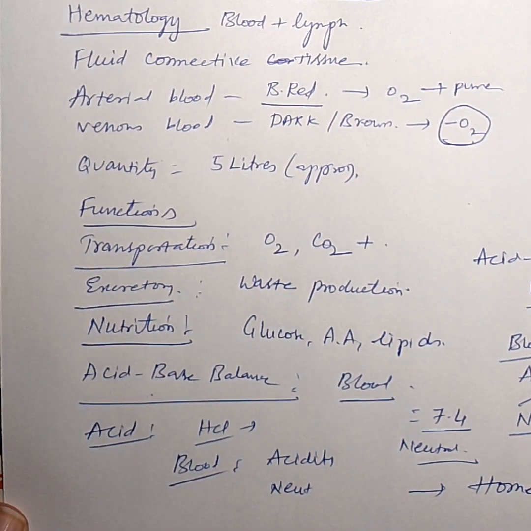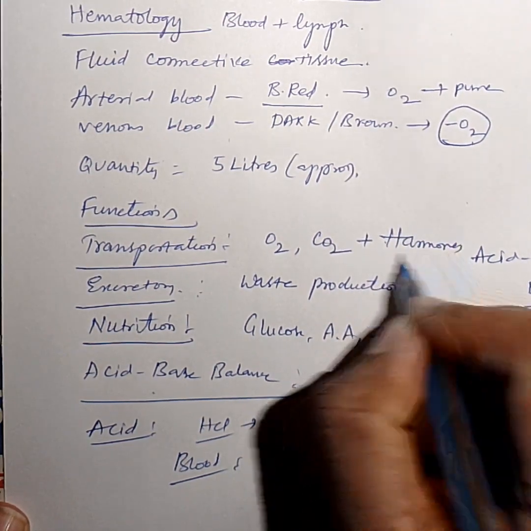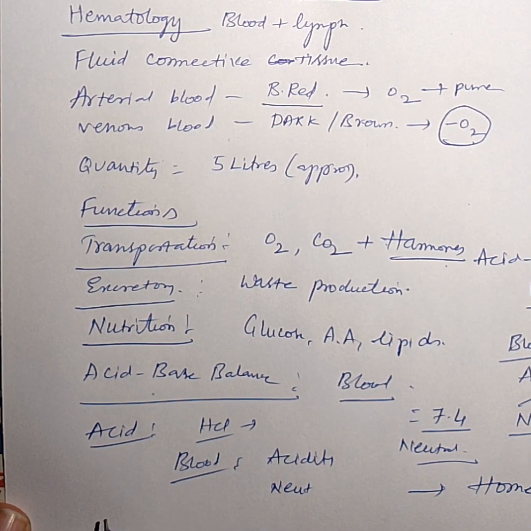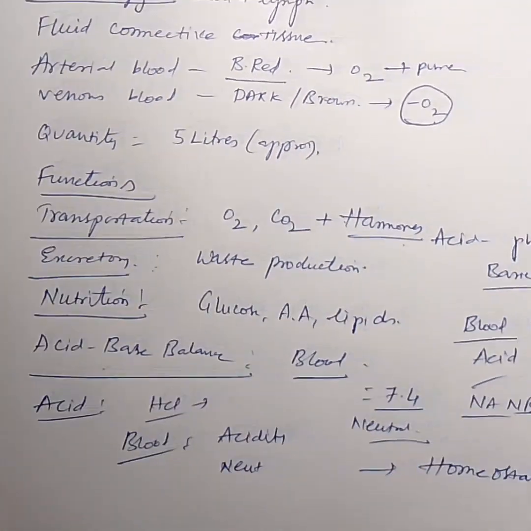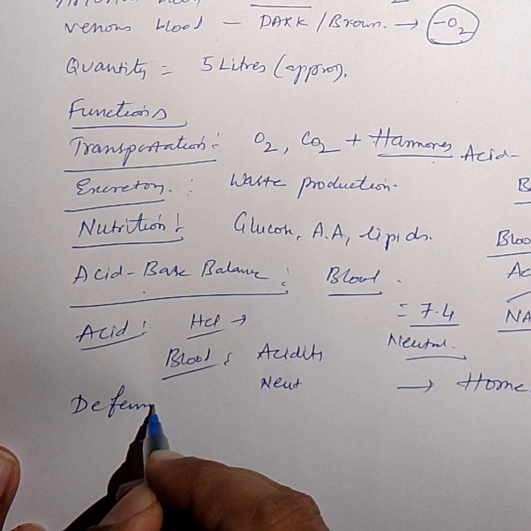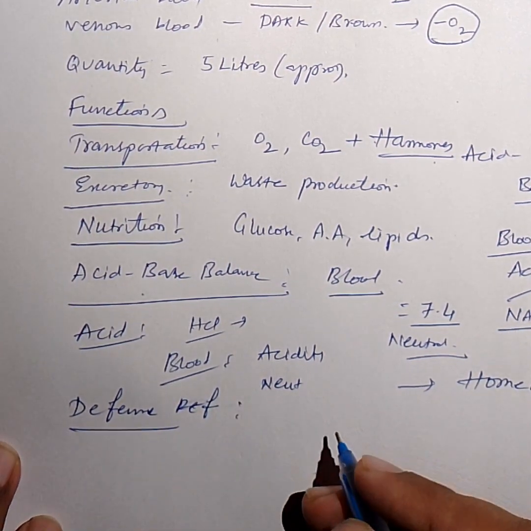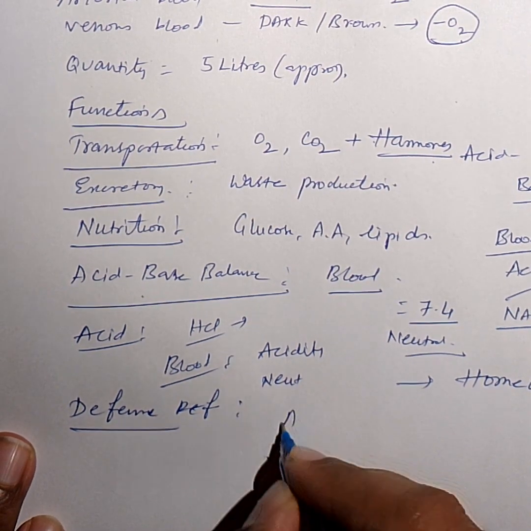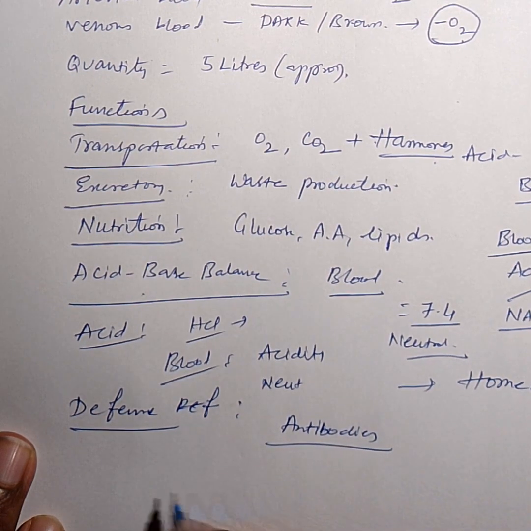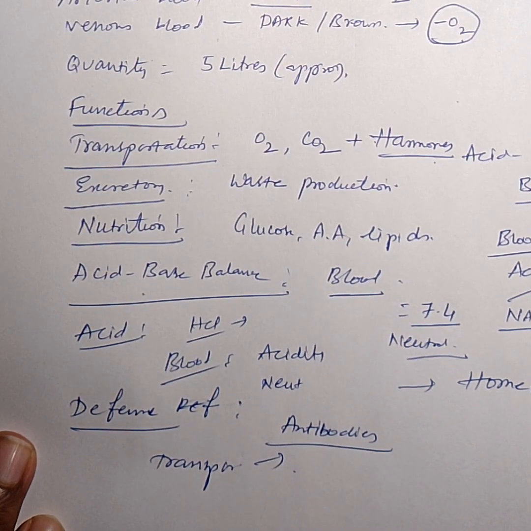And it is also responsible for the transportation of hormones. Transportation of hormones is also done by the blood. And last but not the least, we can also see the function of defense mechanism. The blood is helpful for the defense mechanism. How does it help? It produces antibodies against the antigen, and it also helps in the transportation of the antibodies produced in our body.